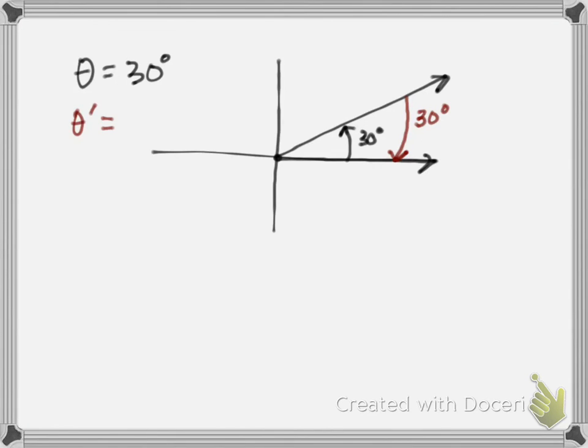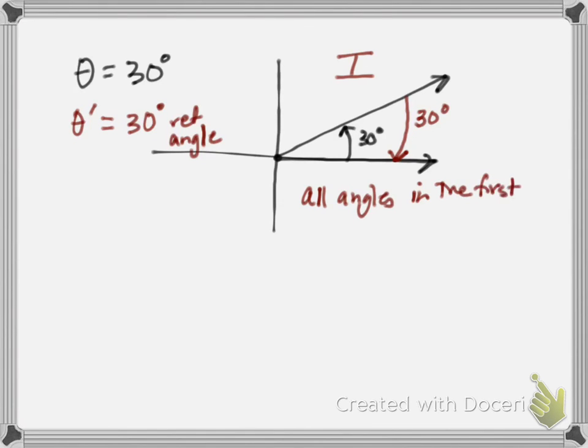So in the first quadrant, my reference angle is going to be the same as my given angle. In all reference angles in the first quadrant, this is quadrant number 1, whatever angle lies in the first quadrant, the reference angle is going to be that same angle. So all angles in the first quadrant are the same as the given angle.